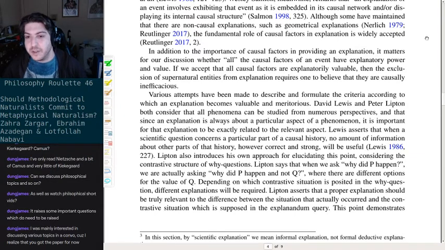In addition to the importance of causal factors in providing an explanation, it matters for our discussion whether all the causal factors of an event have explanatory power and value. If we accept that all causal factors are explanatorily valuable, then the exclusion of supernatural entities from explanation requires one to believe they are causally inefficacious.